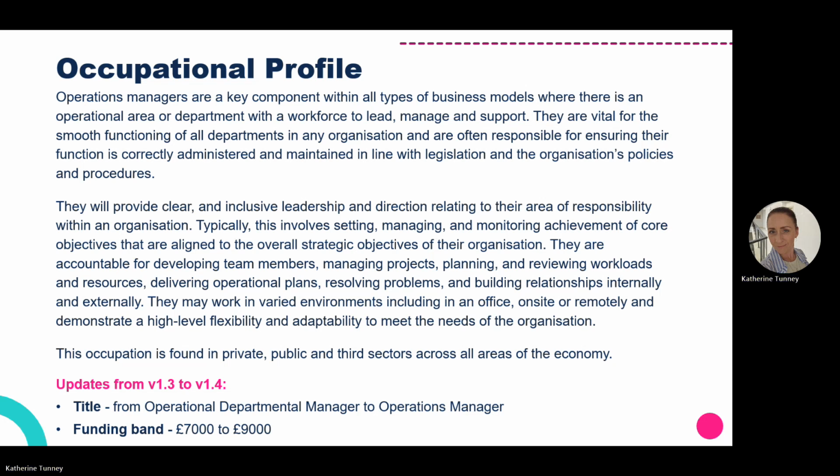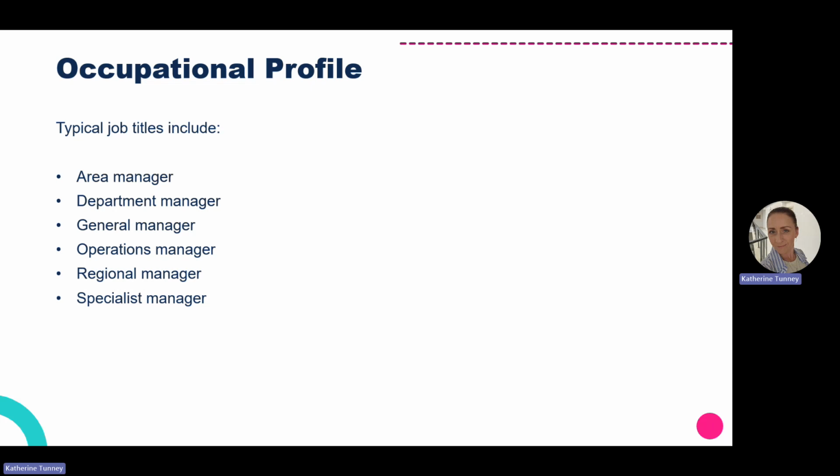economy. The main changes from 1.3 to 1.4 are that the title has changed from Operational Departmental Manager, it's been shortened to Operations Manager. And the funding band has been uplifted from 7,000 to 9,000. Typical job titles for this role profile include Area Manager, Department Manager, General Manager, Operations Manager, Regional Manager and Specialist Manager.